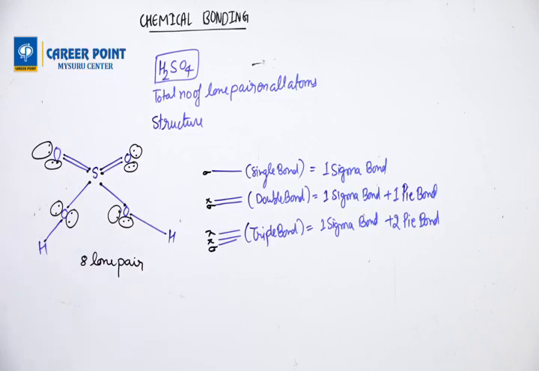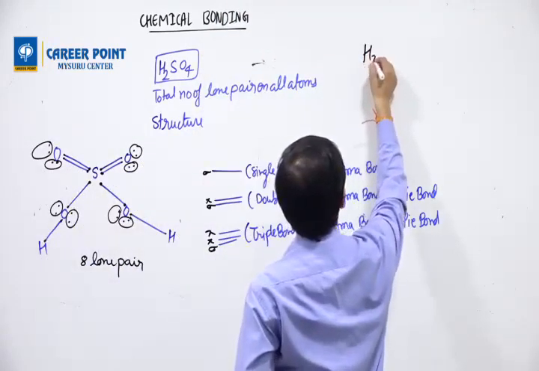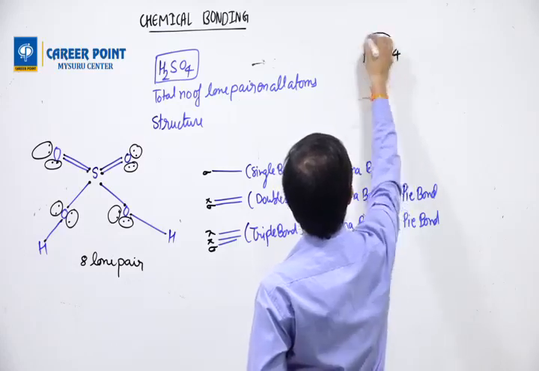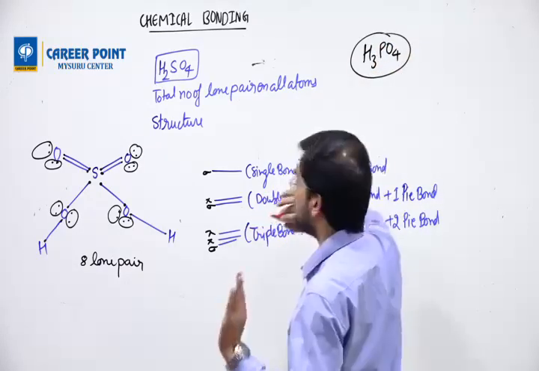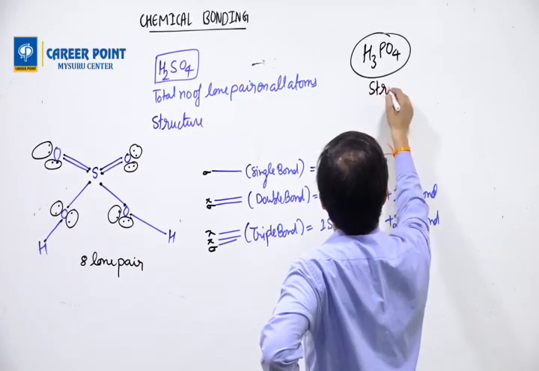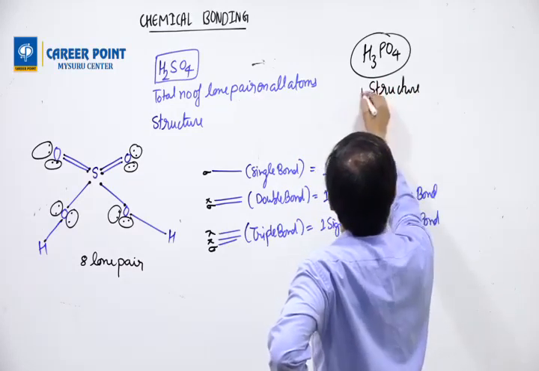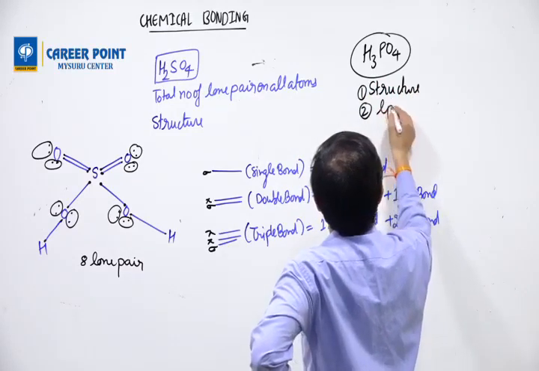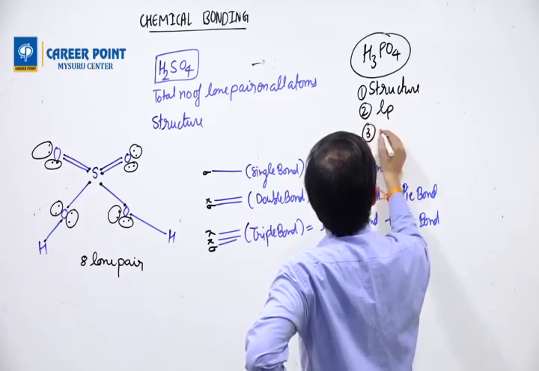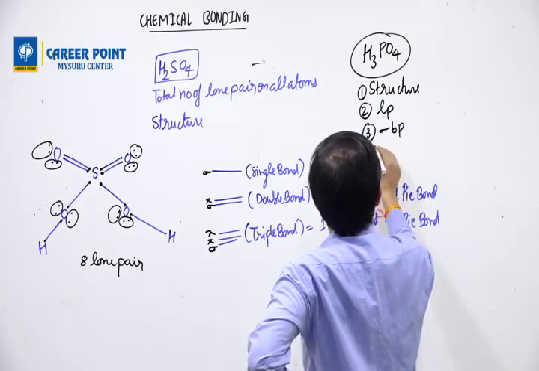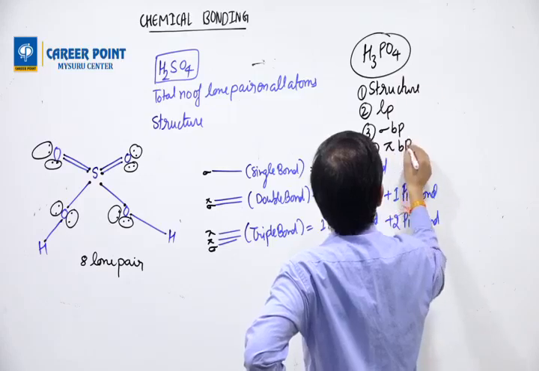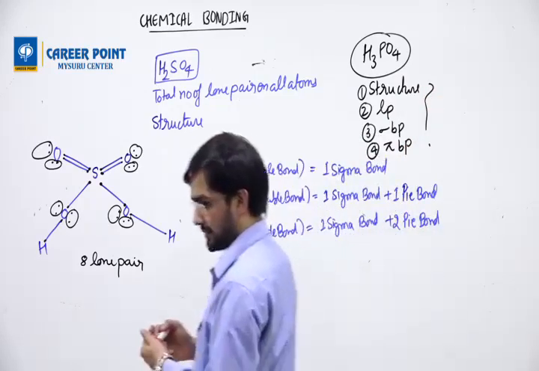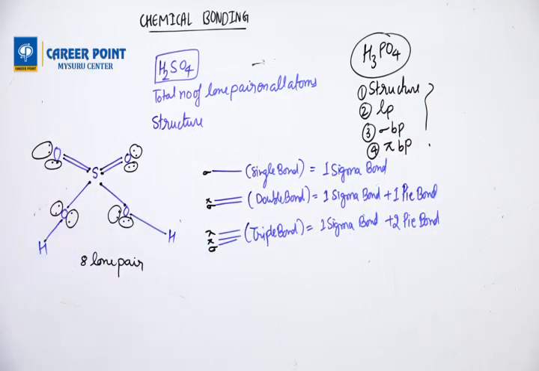Okay. So now, the next question for you is this. H3PO4. First you understand the question. First is the structure. Second is the lone pairs. Third is the sigma bond pairs. Fourth is the pi bond pairs. You need to tell me all those four values. Start doing fast.